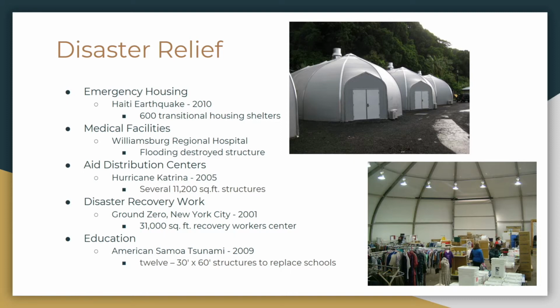After Hurricane Katrina, several 11,200 square foot structures were built to help the Salvation Army distribute aid to affected communities, as seen in the lower right here. Another example of temporary structures used in disaster recovery work was the use of a temporary worker center in New York City that was built at Ground Zero and used by recovery workers. In American Samoa, there was a tsunami in 2009 that destroyed a few of their schools, so 12 temporary structures were built to allow students to still go to school, seen in the upper right here.